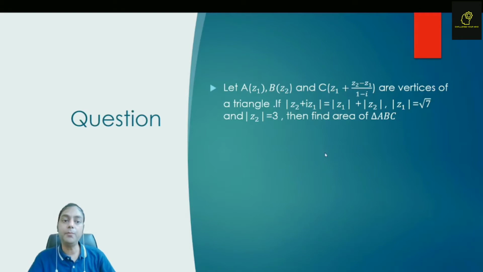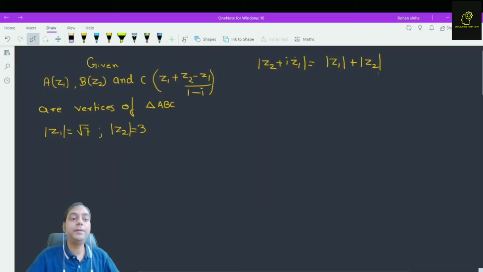This question is very important from the IIT Main and Advanced point of view. Now, I am going to give the solution of this problem. What is given? A is represented by z1, B by z2 and C by z1 + (z2 - z1)/(1 - i). Modulus of z1 is root 7, modulus of z2 is 3. Also given, modulus of (z2 + i z1) is equal to modulus of z1 plus modulus of z2.